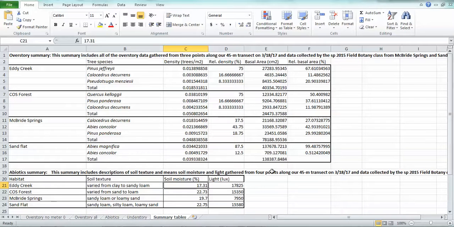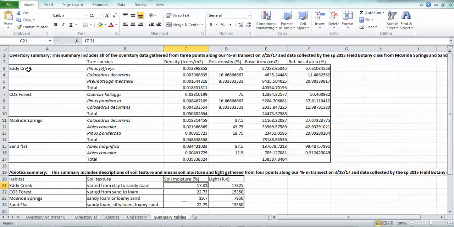So the first table here represents the overstory data. And I guess before I get started, I should say that recall that a portion of your report is going to be your results section, which includes presenting the results in tables. So I've given you a head start on this part. I've created these tables that you can cut and paste and modify and put into your reports.